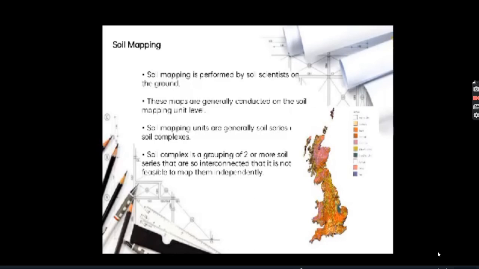Soil mapping. Soil mapping is performed by the soil scientist on the ground. These maps are generally conducted at the soil mapping unit level. Soil mapping units are generally soil series or soil complexes. A soil complex is a group of two or more soil series that are interconnected, that is not visible on the map when identified. As you can see, there's an example of soil mapping. There's a type of legend that can have the color.